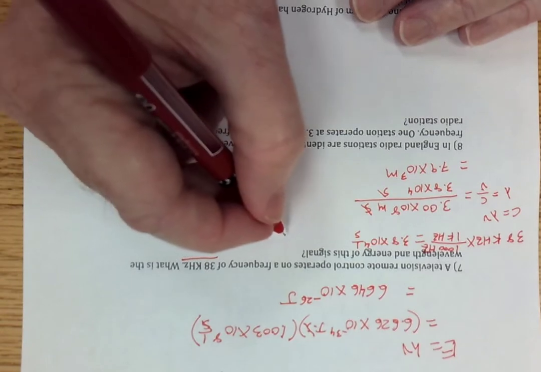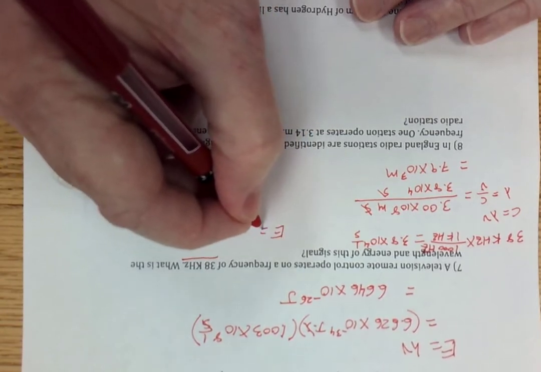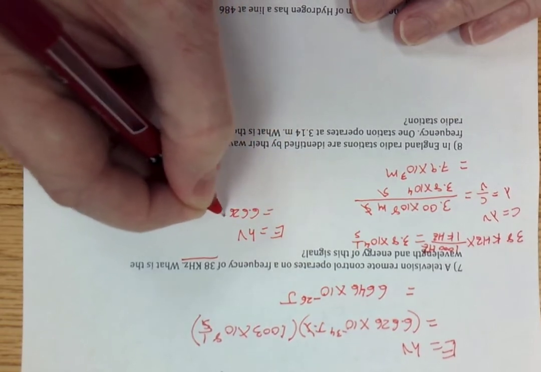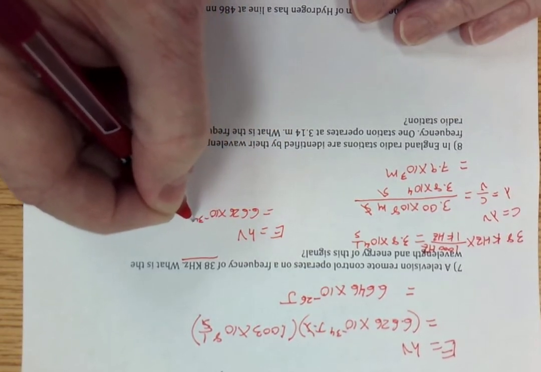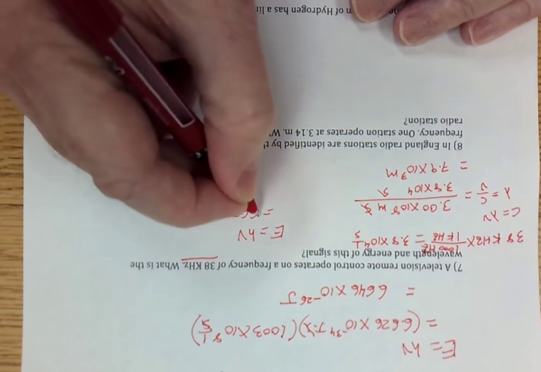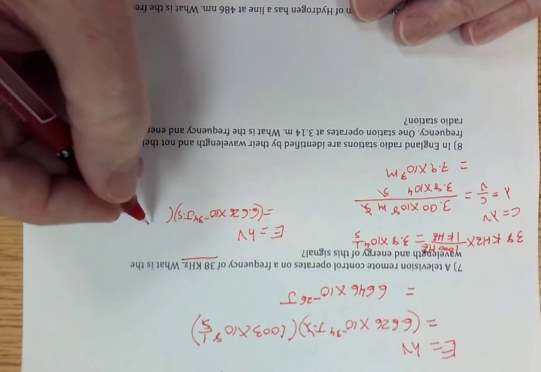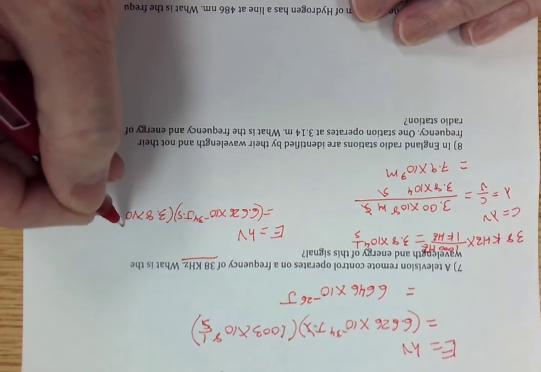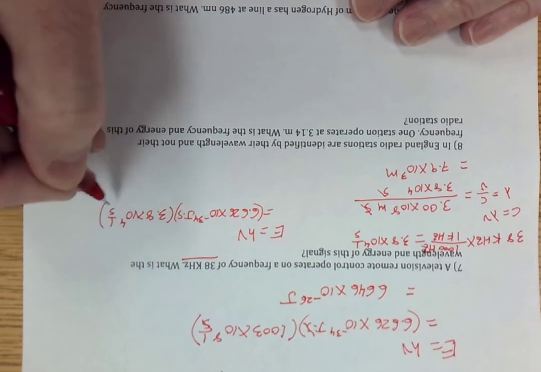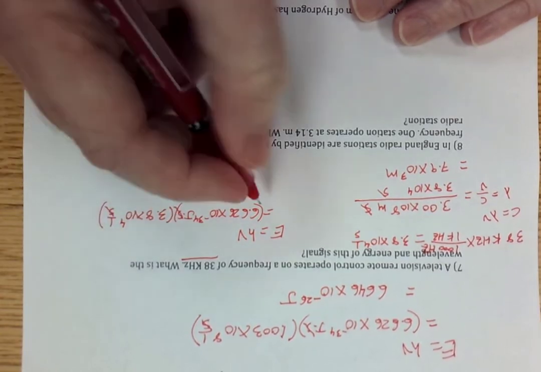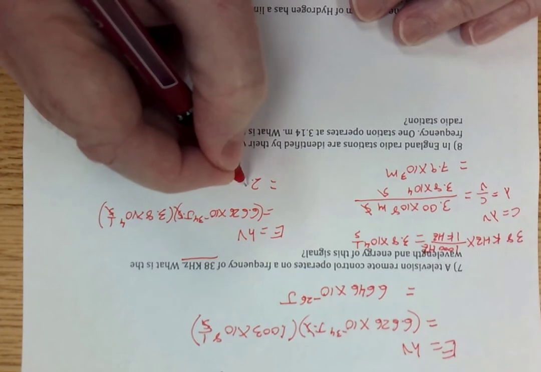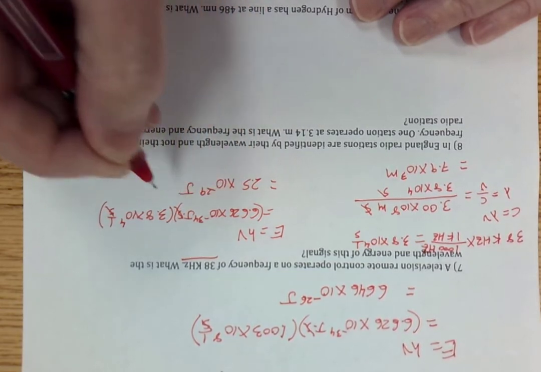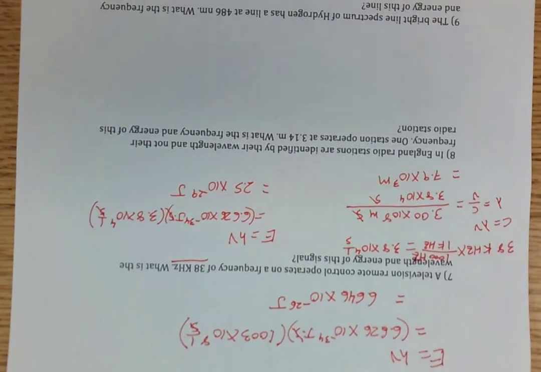Now, for the energy, we know that E equals h nu, and h is given: 6.626 times 10 to the negative 34th joule seconds. We're going to multiply by the frequency, which was 3.8 times 10 to the 4th, 1 over seconds. Seconds cancel seconds. It's about 2.5 times 10 to the negative 29 joules. Very, very low energy.